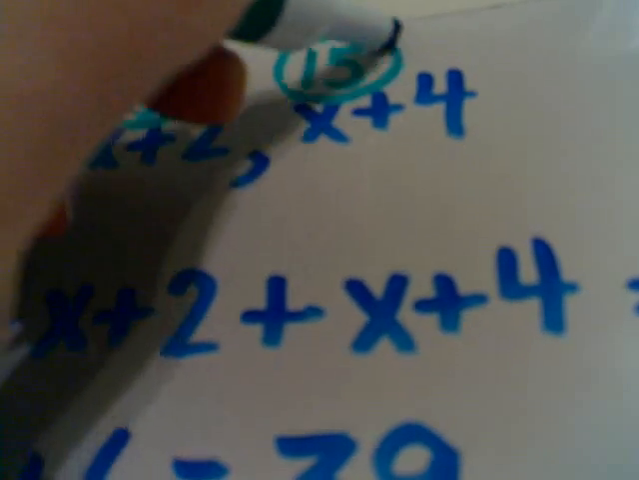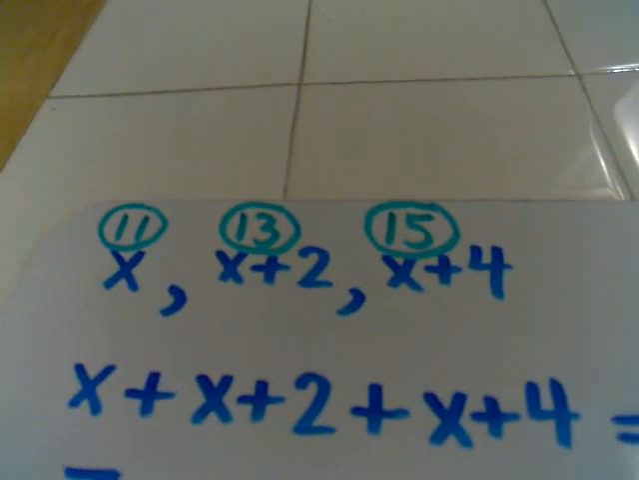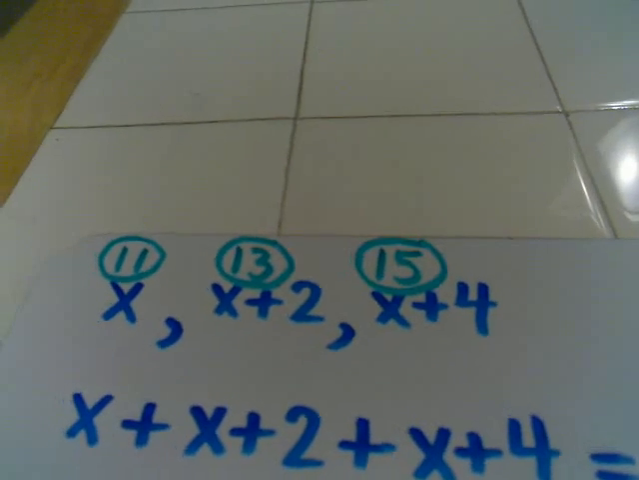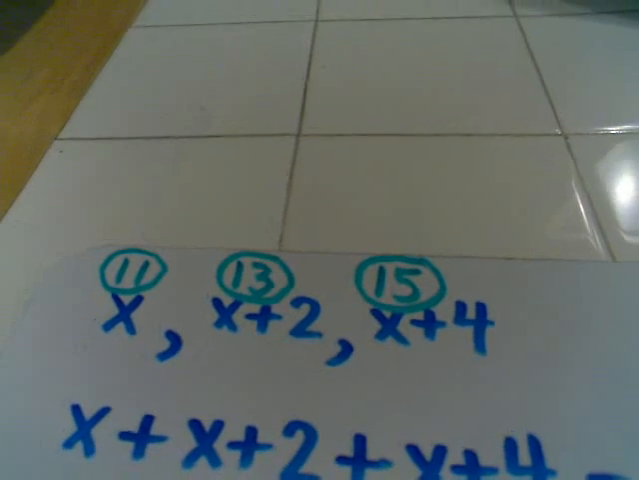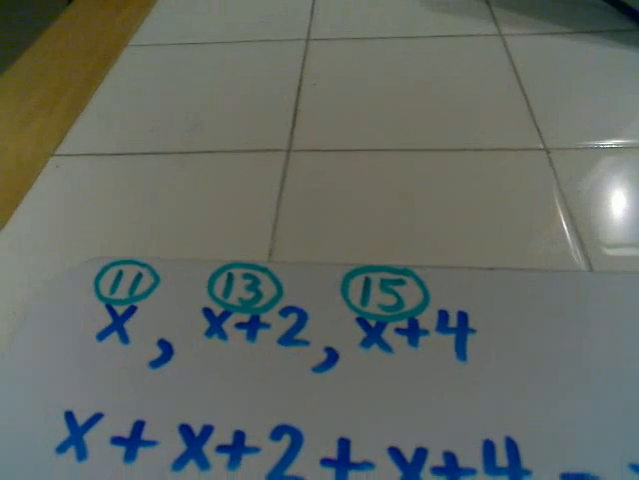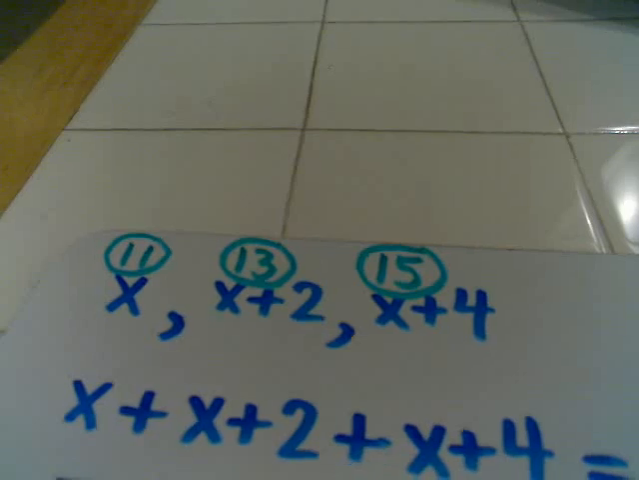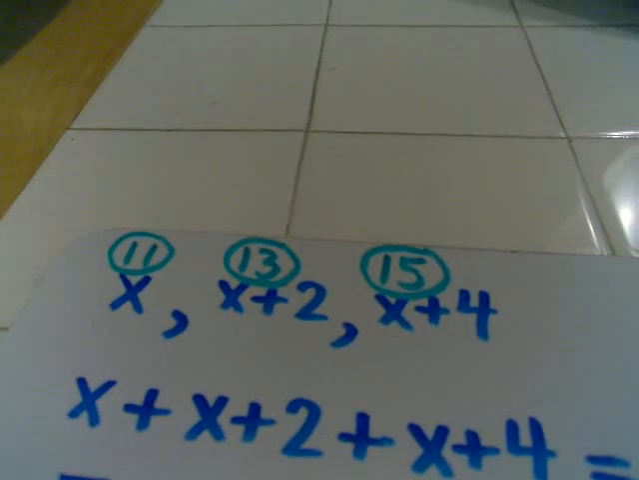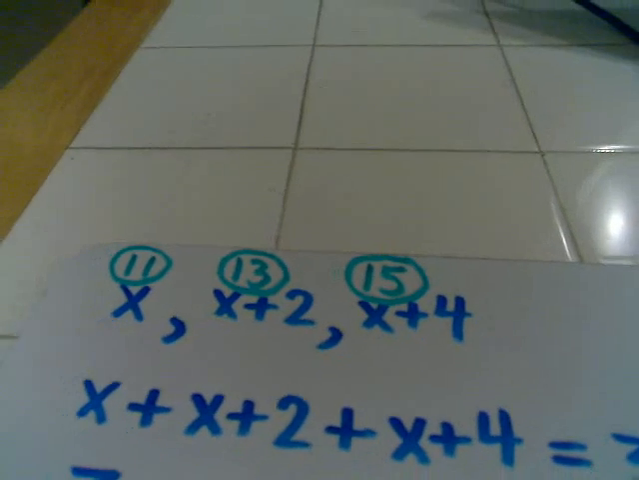And another good way to check this, are those integers? 11, 13, and 15. Are they integers? Yes. And are they consecutive odd integers? Yes. So it's just kind of a good check and balance system at the end of the problem. If you came out with something like 11.5, which isn't even an integer, you know that you probably messed up. All right, thank you.